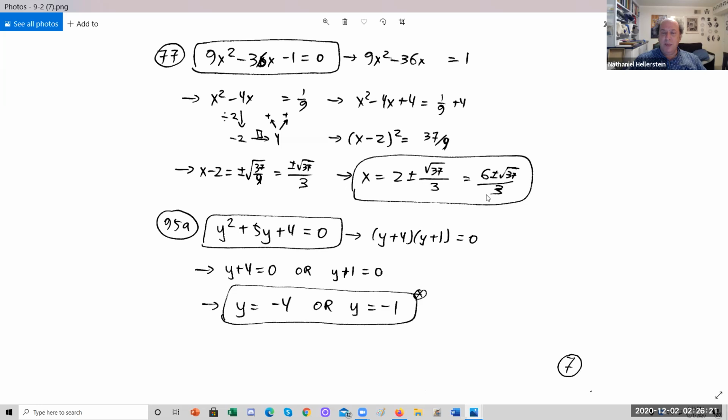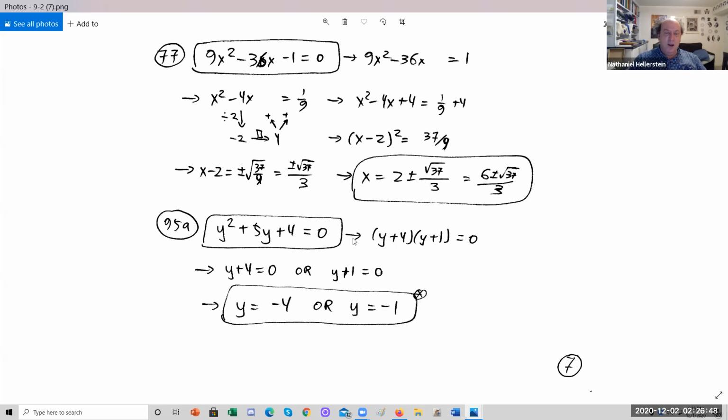Here we go. Now for this next one, I could go by completing the square, but in this case, it's easy enough to solve this by factoring. y squared plus 5y plus 4 equals 0. By factoring, you need two numbers whose sum is 5 and whose product is 4, and those are 4 and 1. So this becomes y plus 4 times y plus 1 is 0. So y plus 4 is 0, or y plus 1 is 0, so y is negative 4, or y is negative 1.